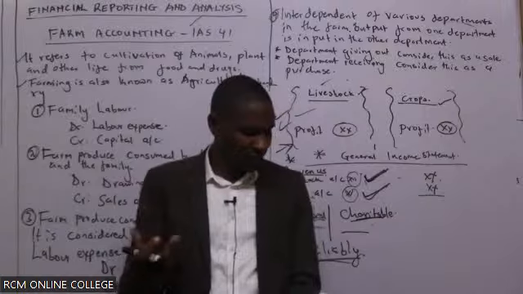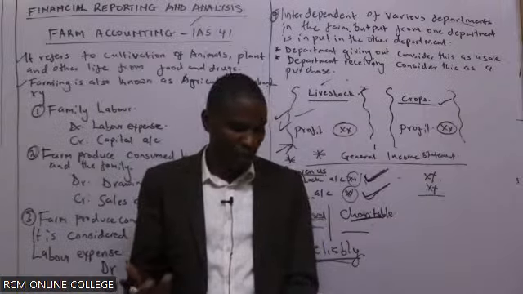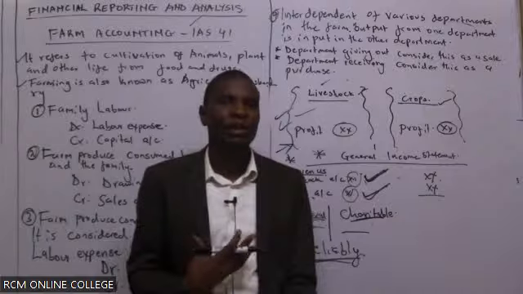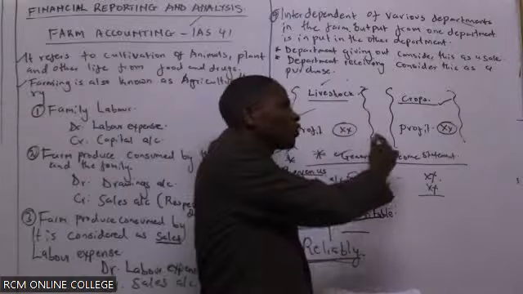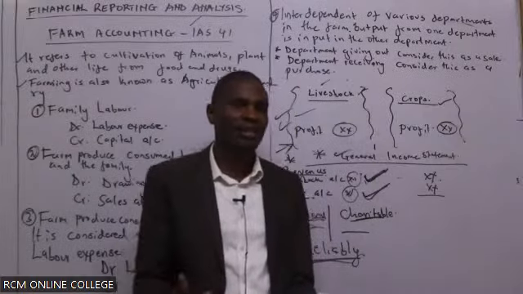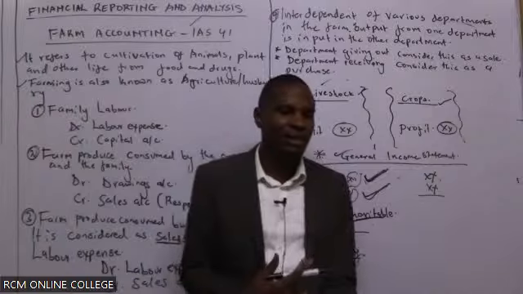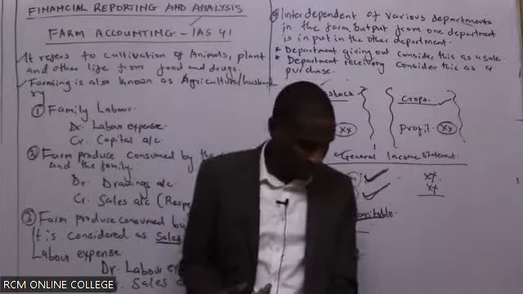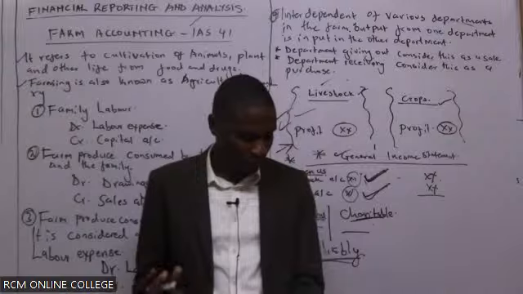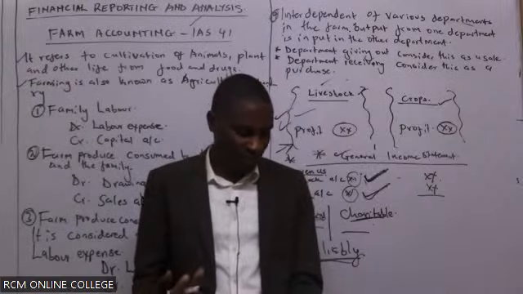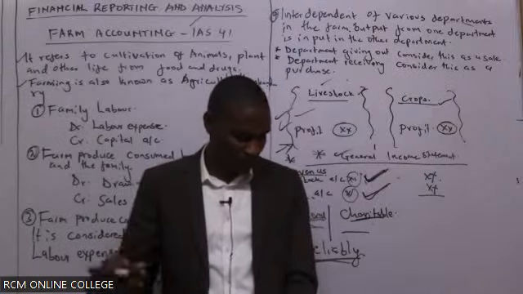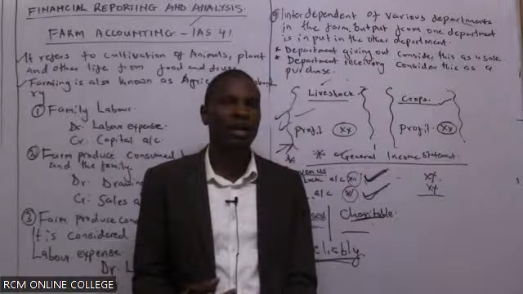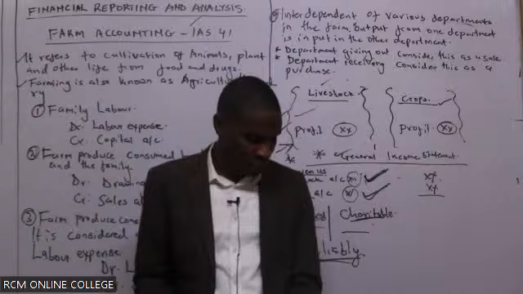Still, that is treated as an expense, and this expense is subtracted from the general income statement. It is treated as an expense and it's subtracted from the general income statement. Then you go to farm produce consumed by workers or employees. That is a sale. It's treated as a sale to the respective department. Then it is as well an expense to the general income statement.